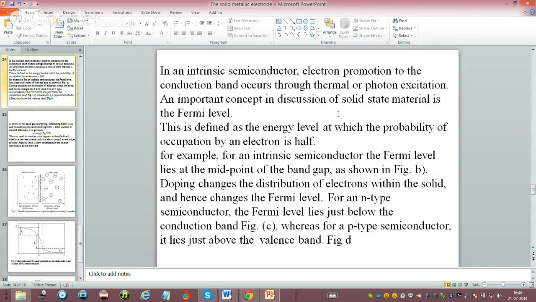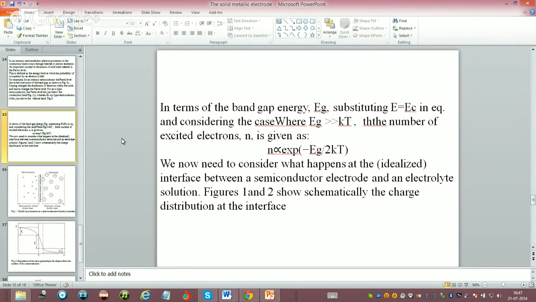So in the intrinsic semiconductor, electron promotion to the conduction band occurs through thermal or photon excitation. Whereas in the normal semiconductors, where the band gap is greater than 1 or 2 electron volts, only photons can preferentially do this. Okay, you can do it with the temperature also. The Fermi level is defined as the energy level at which the probability of occupation of the electron is half. We have already talked about all these things, so we will not worry at this moment of time.